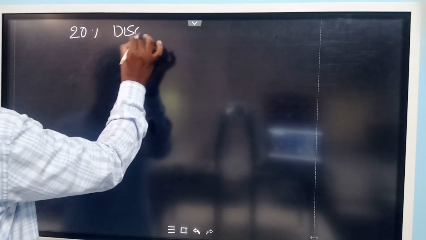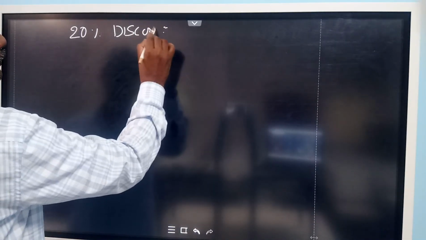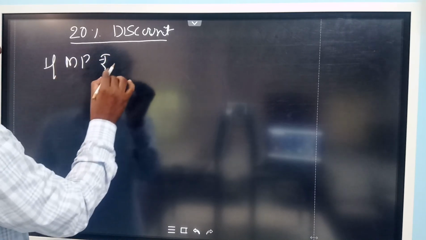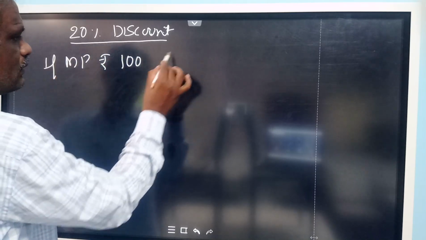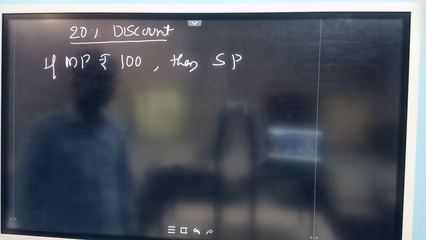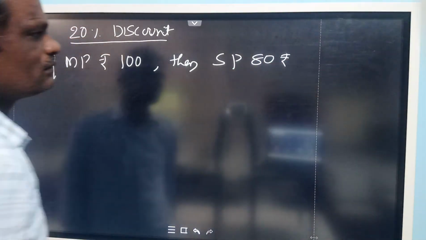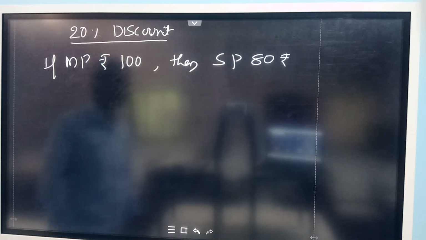In the same way, say for 100 rupees, what is the discount? 20% discount. What does 20% discount mean? If the market price is rupees 100, then the selling price, tell me, if the market price is 100, the selling price will be 80, isn't it? If market price is 100, sale price is 80.